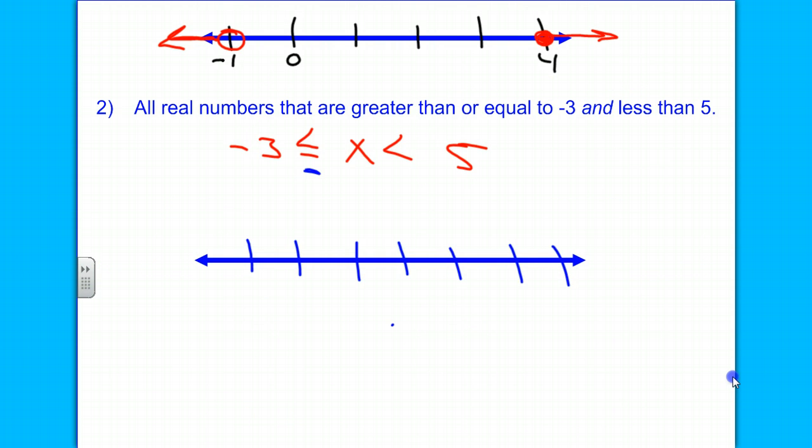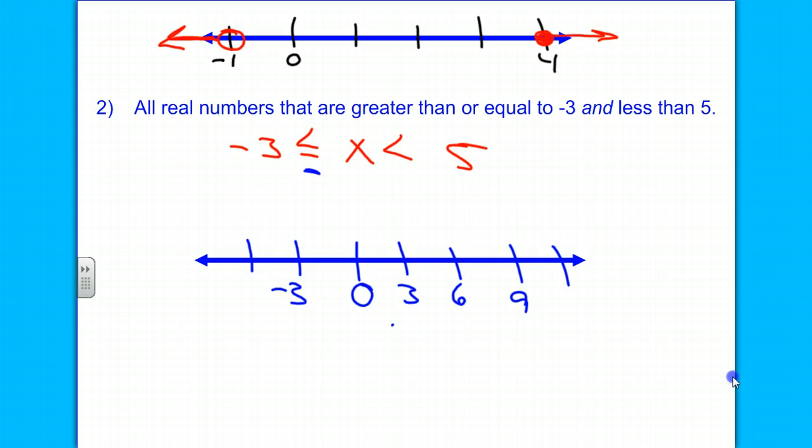So we need to be able to see 5. How about 0, -3, 3, 6, 9. Just make sure your scale is consistent between the dashes, right? And so can we estimate where 5 is?